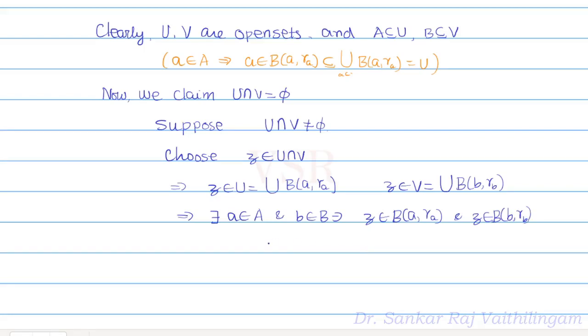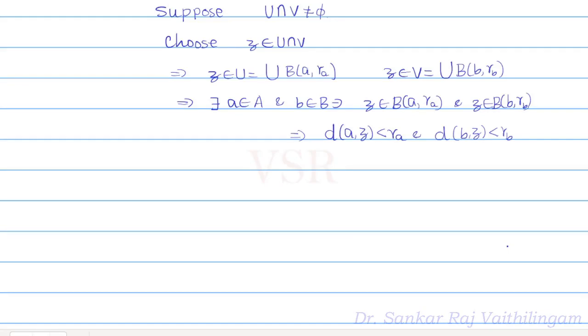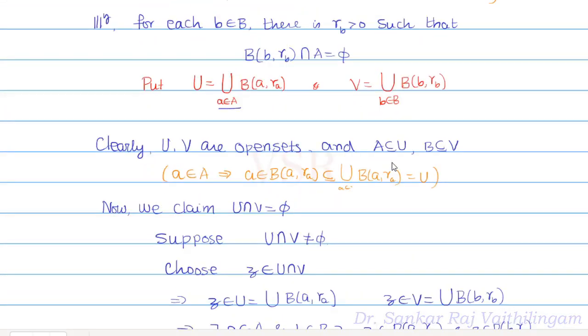Okay, so what do we know from this? The distance between A and Z is less than R suffix A, and the distance between B and Z is also less than R suffix B. Now I am going to look at the distance between A and B. This is less than or equal to, by triangular inequality, distance between A, Z plus distance between Z, B.